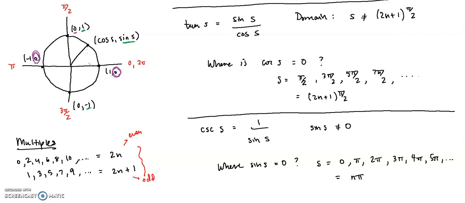If it had been 0, 2 pi, 4 pi, 6 pi, then it would be our even numbers times pi. So just remember that these are your basic ones, and you should be able to get the rest from there. So our domain for this one is going to be s not equal to n pi.